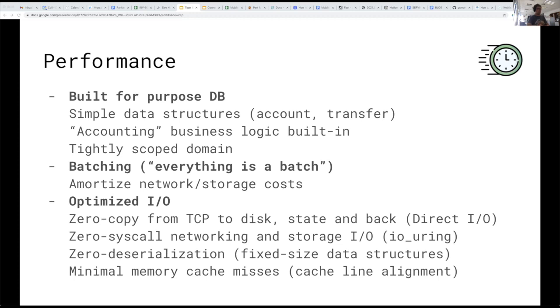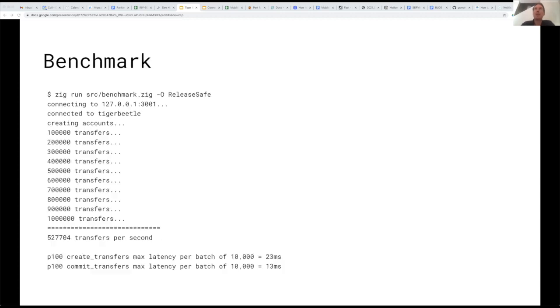So this, as I say, is written in Zig. And anything else you want to add there, Jordan? Yeah, just the benchmark is we're basically sending in batches of 10,000 at a time. 10,000 prepares, 10,000 fulfills, on and on. We send in 1 million transfers, and it takes 2 seconds.